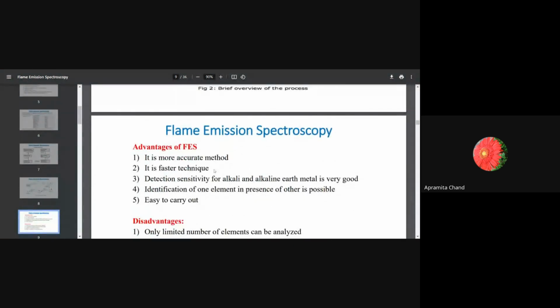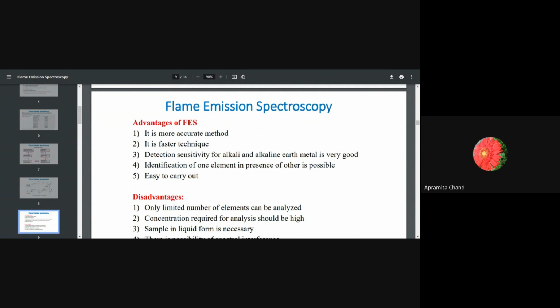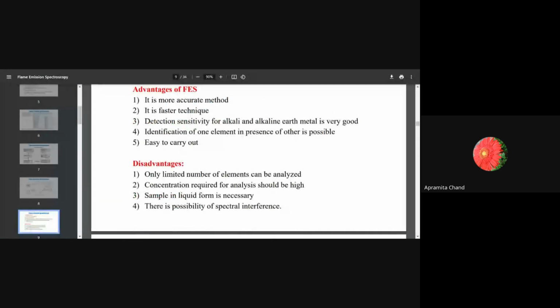Okay. So what is the advantage of FES again? Same as that of AAS: it is faster, it is more accurate, particularly for alkali and alkaline earth metals, and it is easier also. But the disadvantages, which we have already seen in case of AAS when we were comparing, are that only a limited number of elements can be analyzed, and the concentration required for analysis should also be high, whereas in case of AAS a very small amount of sample was required. But one common disadvantage for both AAS and FES is that the sample in liquid form is necessary, and there is the possibility of spectral interference, and this is particularly more for FES than AAS.